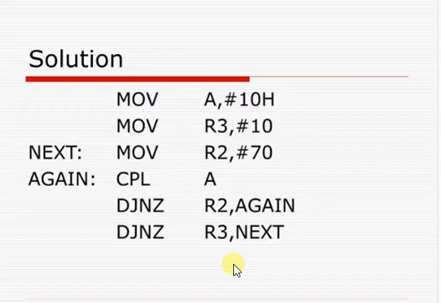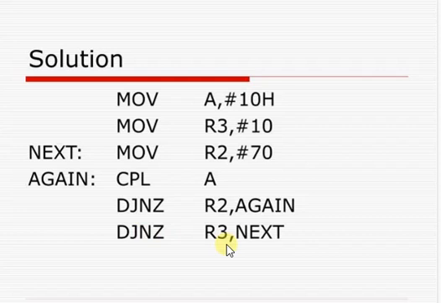This is the solution for the previous problem. MOV A, #10, MOV R3, #10, MOV R2, #70, then CPL A, DJNZ R2, again, then 10 times it will be added.